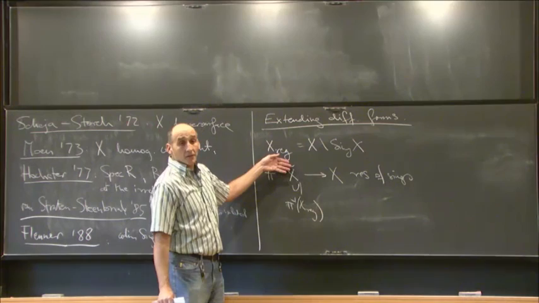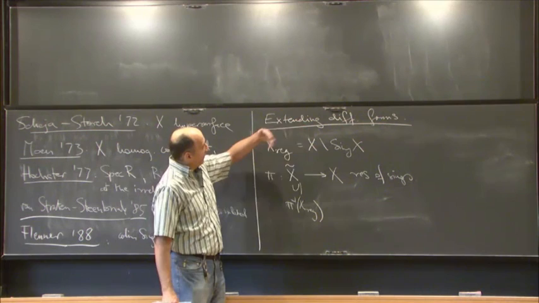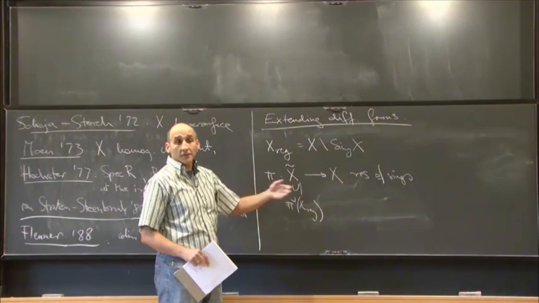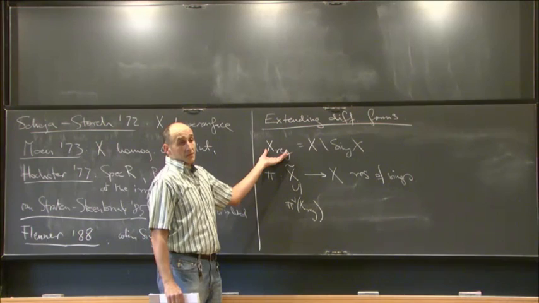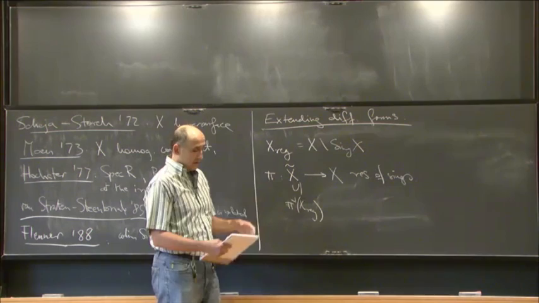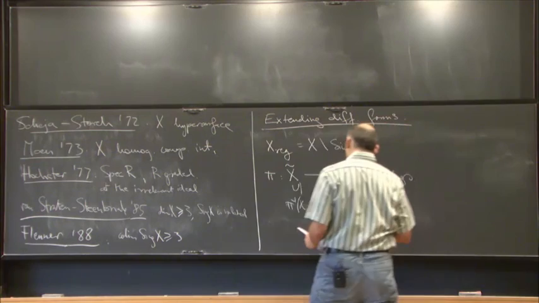Now, if we were on X, we know that the codimension of the complement of this is 2, or at least 2. So you could extend it as a reflexive form. Or you can extend the sheaf of differentials from the smooth part as a reflexive sheaf to X. But here, the complement is one-dimensional, or one-codimensional, sorry. So it's not totally obvious that it can be extended.